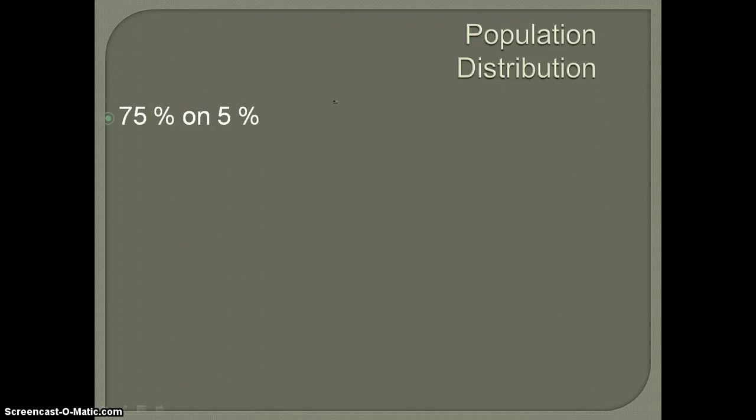Now, one of the interesting facts when we look at population distribution is that 75% of our world's population only lives on about 5% of the world's land. And so when we talk about population growth and people being concerned about running out of land and resources and whatever else, it doesn't seem like we'll run out of land anytime soon.